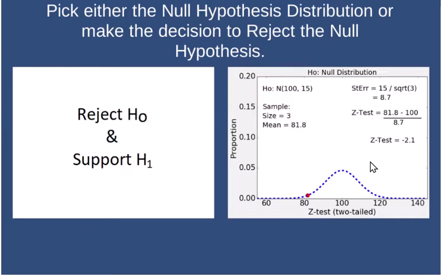For a z-test of negative 2.1, that sample mean was 2.1 standard errors below where the null hypothesis said it should be. So at this point, we're saying this null hypothesis distribution is not really good at predicting where the sample mean should be. If it was good, the sample mean should have been in this area. So let's go with something else. I'm going to reject that null hypothesis. We're going to support an alternative hypothesis, a different way of trying to figure out where the sample mean is.